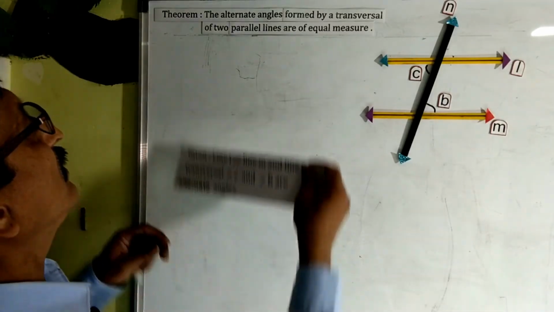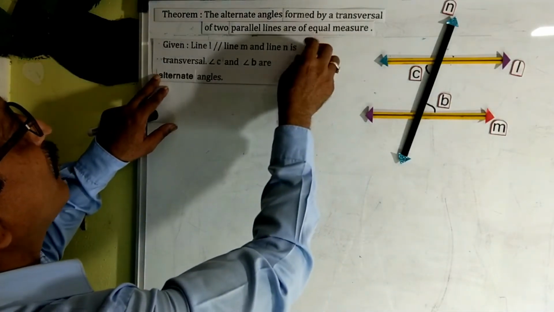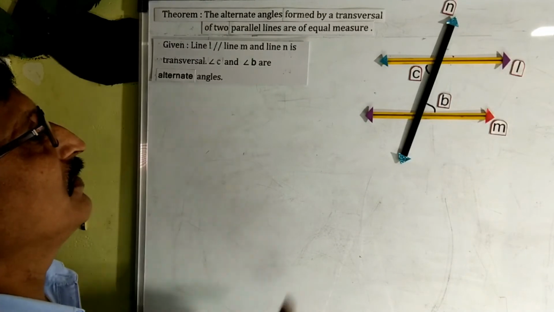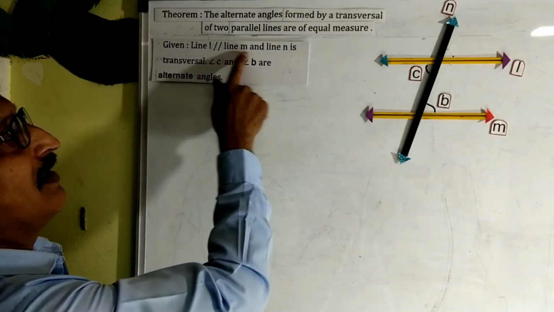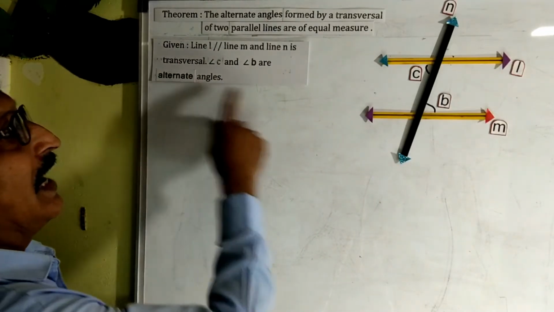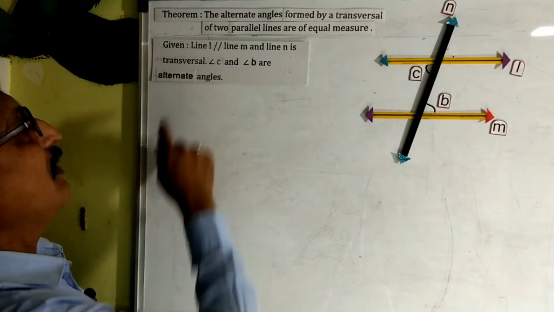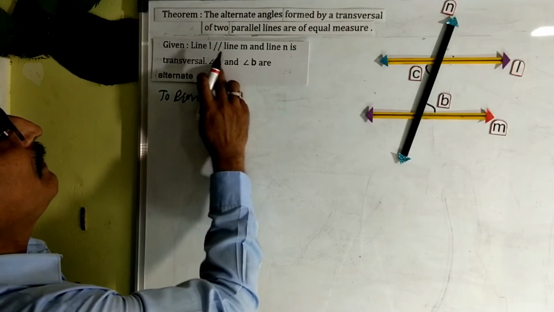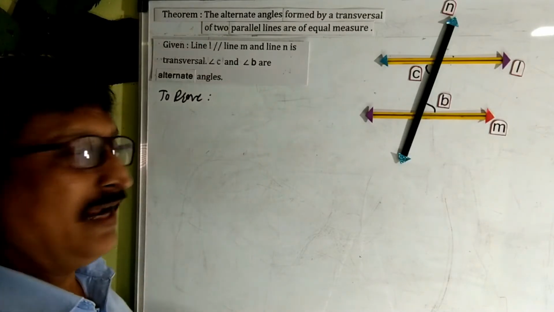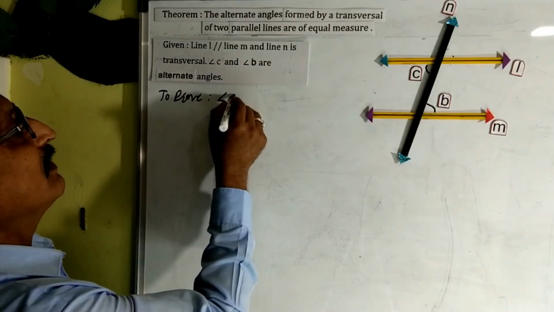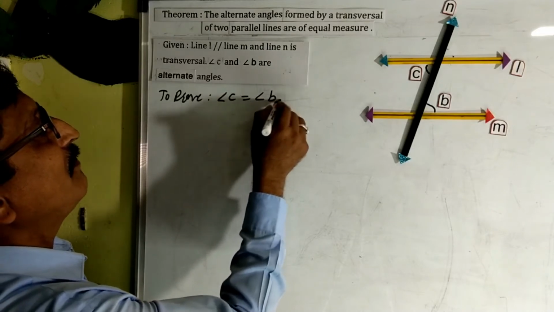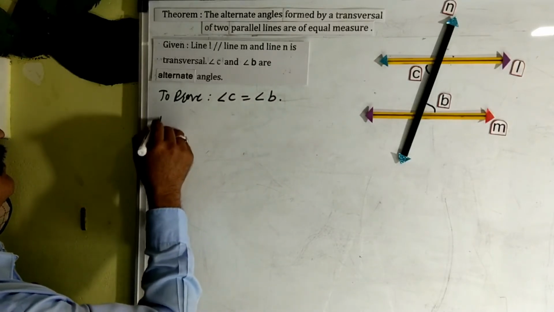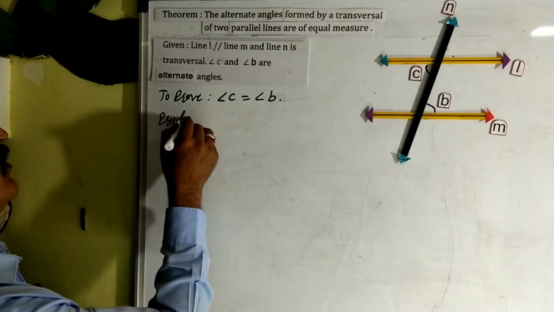Therefore, you have to write the given first, whatever information you have been given in a theorem. What is given? Line L and M are parallel, line N is a transversal, and you have taken angle C and B as alternate angles. And now what you have to prove? Angle B and C are equal, and therefore you can say that angle C is equal to angle B. Now the proof. What do you have to write?